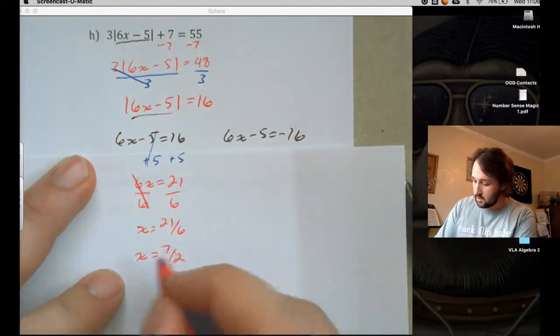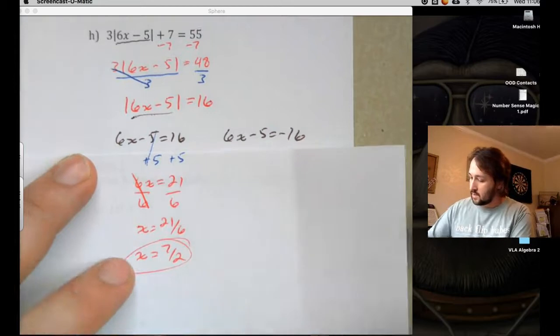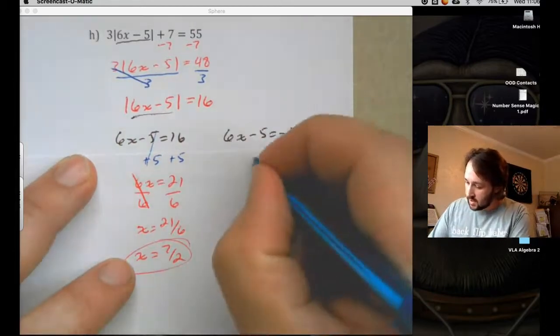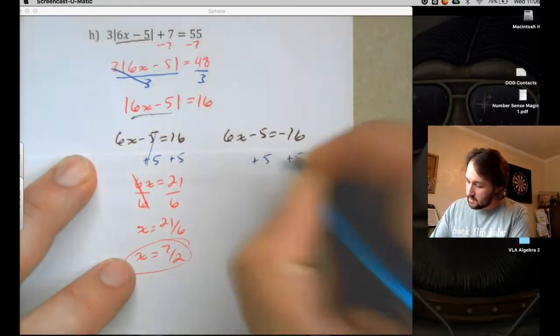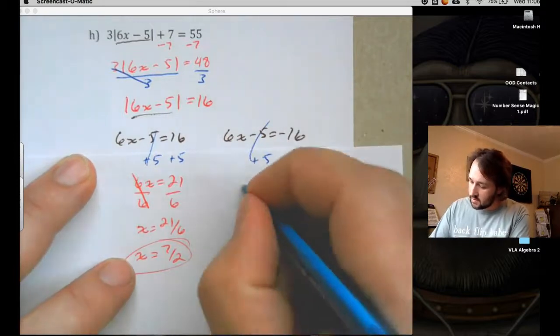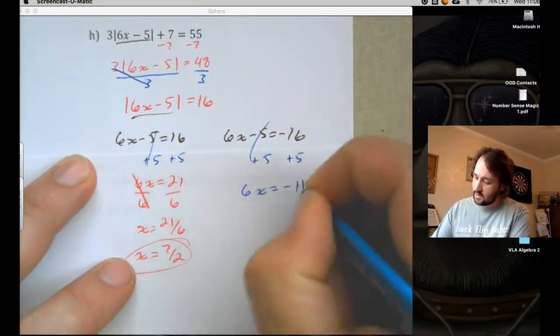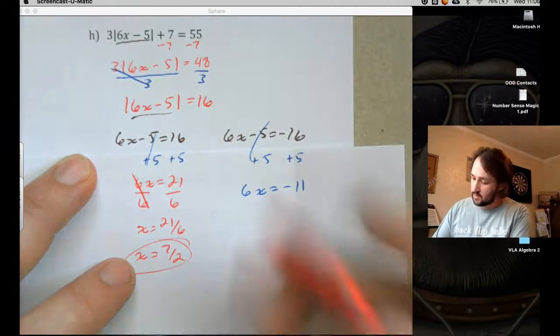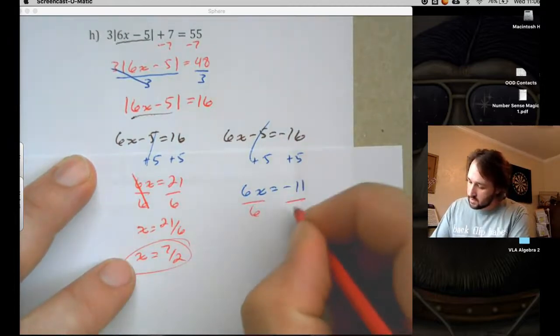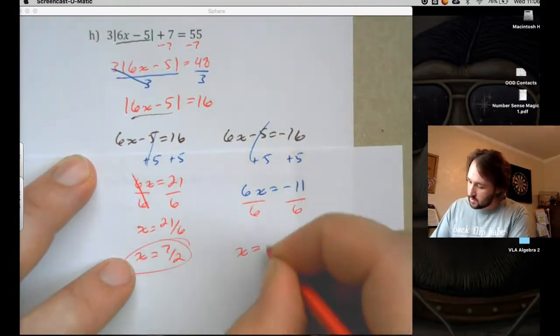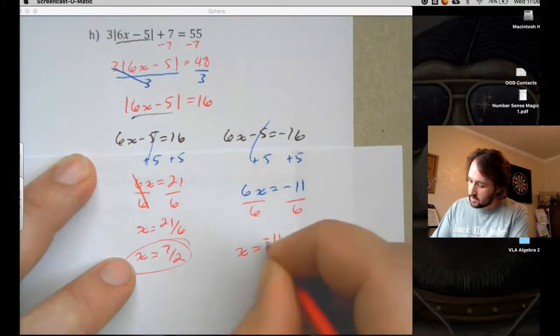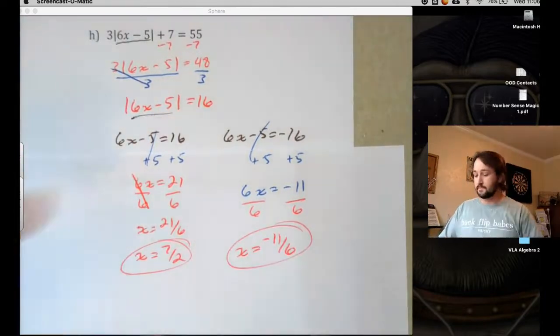Yes, that's right. Then on this other one, I'm going to need to add 5 and add 5. So again, that 5 goes there, so I have 6x equals negative 11. This side will not reduce when I divide by 6. So x could also be negative 11 over 6. So those are both of our solutions.